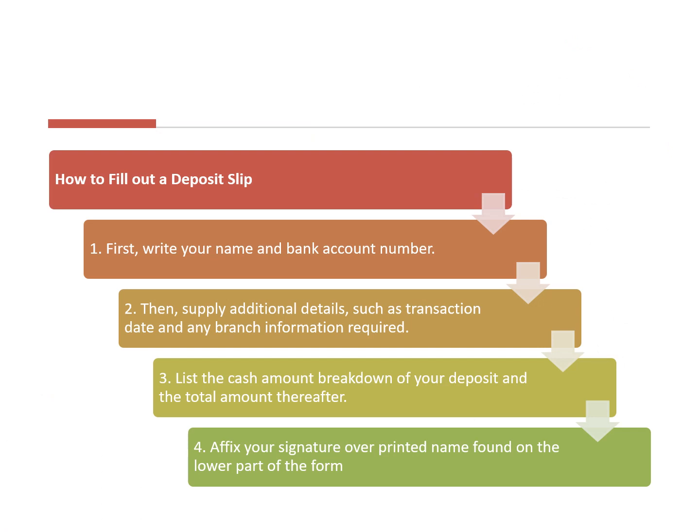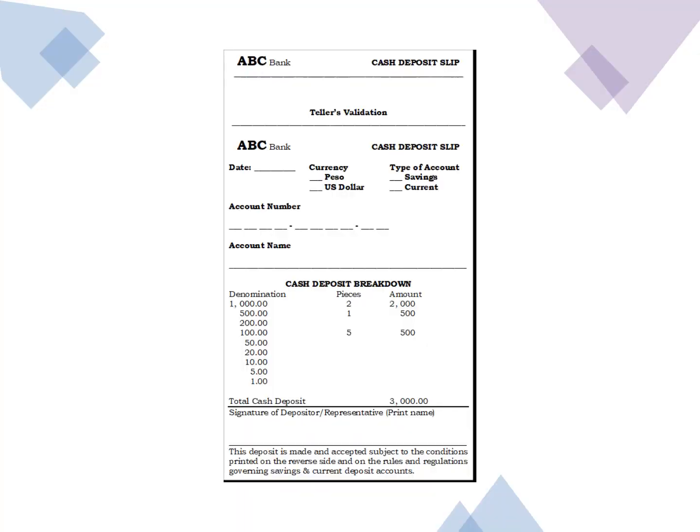Okay, so remember how to fill out the deposit slip. Don't forget. First, write your name and bank account number. Second, supply additional details such as transaction date and any branch information required. And then list the cash amount breakdown of your deposit and the total amount thereafter. And then affix your signature over printed name found on the lower part of the form. So this is an example of a blank form of a cash deposit slip.